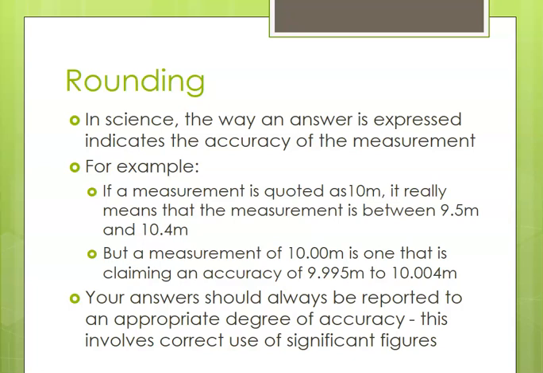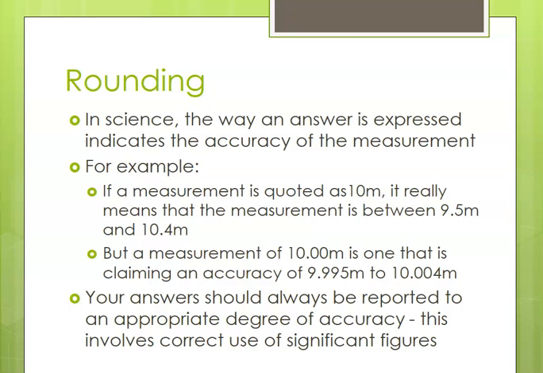Okay, so the next thing I want to talk about, when we talk about measurements and we're reporting measurements, what you're reporting has some degree of accuracy. And if you understand about rounding, remember with rounding, if the last digit is 5, 6, 7, 8, or 9, you round up. And if the last digit is 0, 1, 2, 3, or 4, you round down.